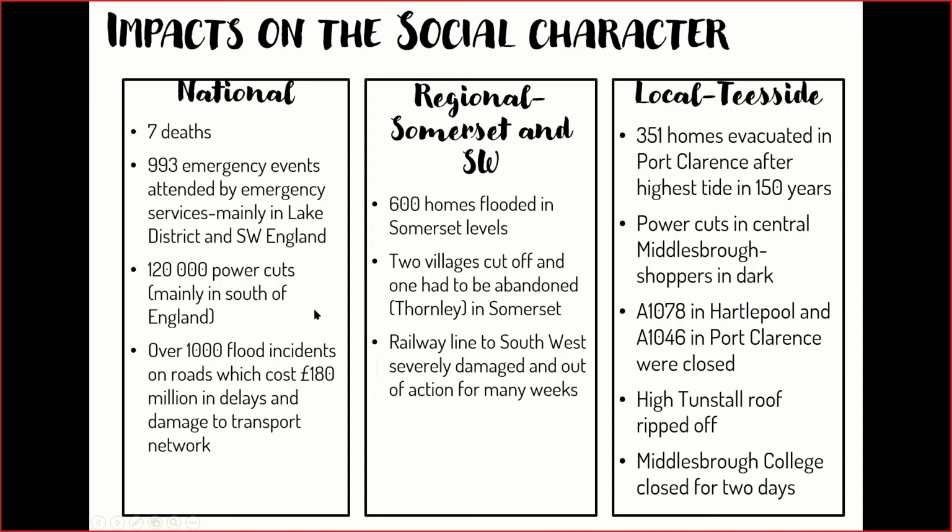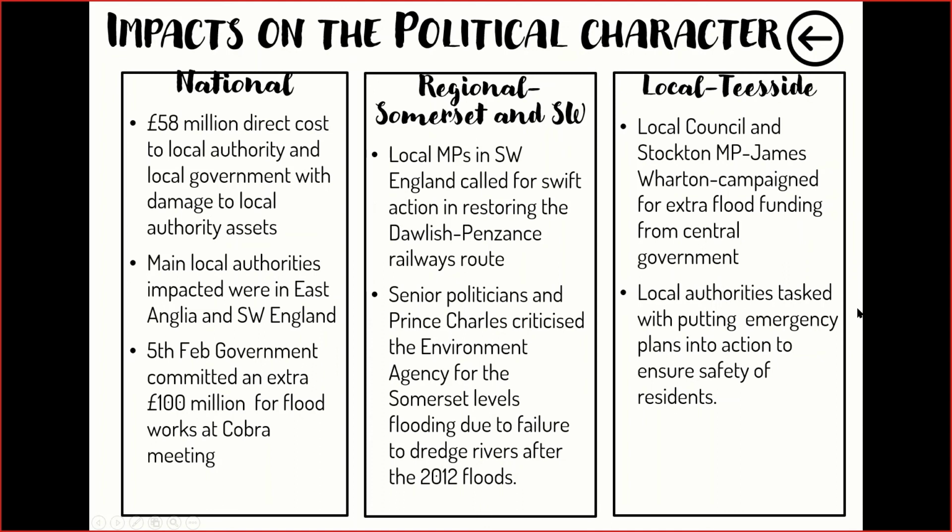120,000 power cuts, 1,000 flood incidents on roads, 180 million in delays. So that links to economic because of the delays and damage to the transport network. And then politics had a big impact in this. As you can see with the 3 Ps, there's going to be a lot of overlap here. So the local council of Stockton and the MP campaigned for extra flood funding from central government. That did happen, they got that, which we'll come on to with responses.